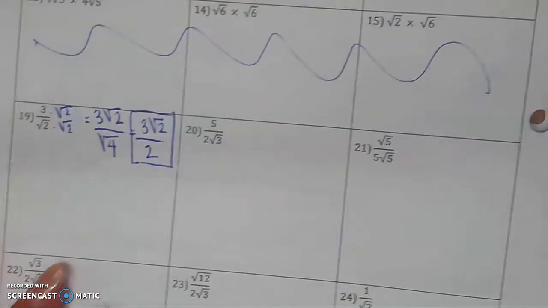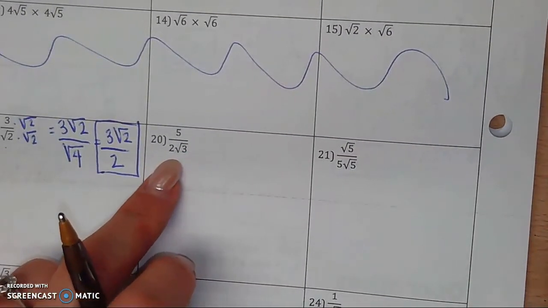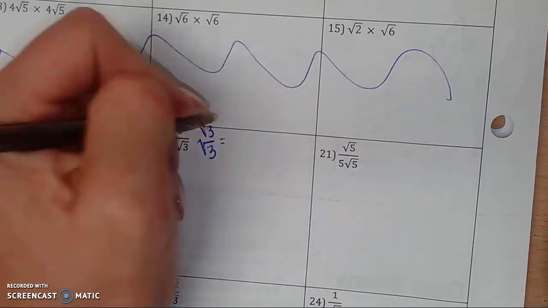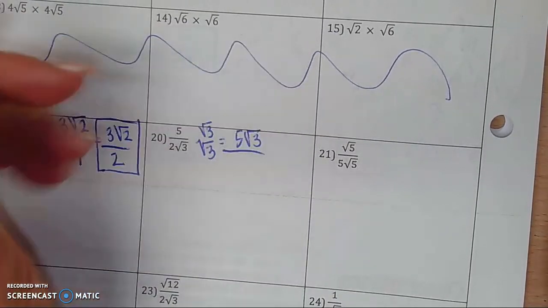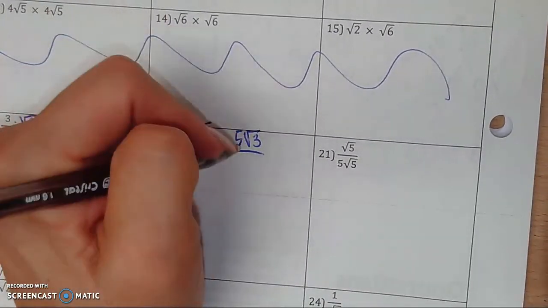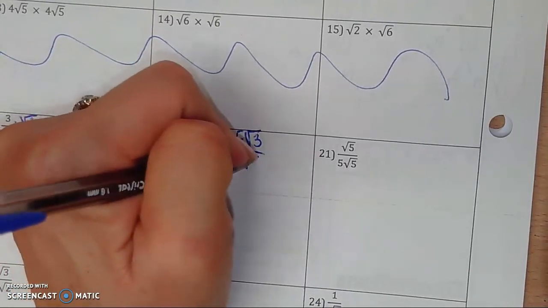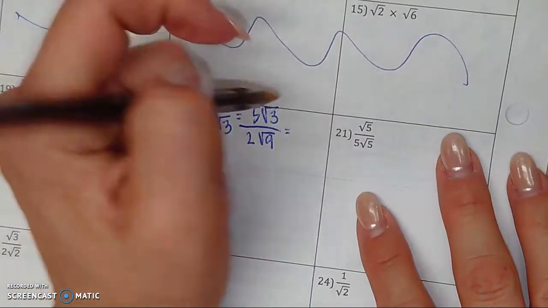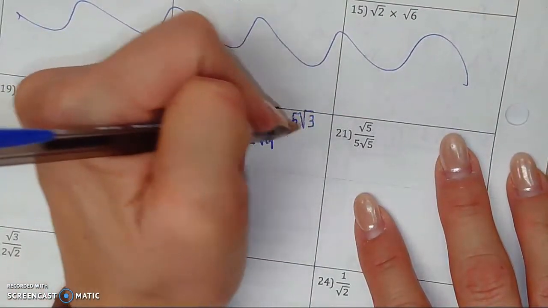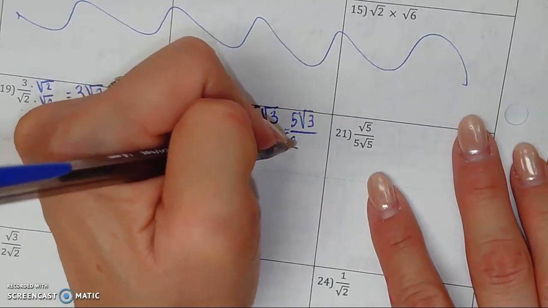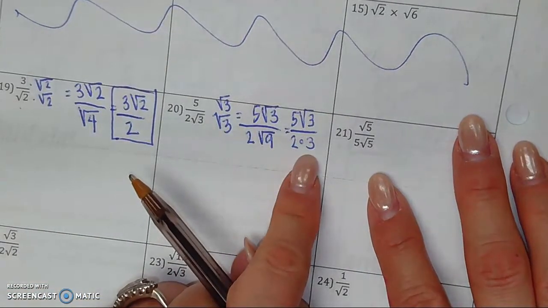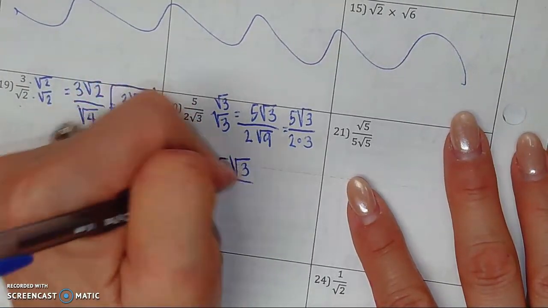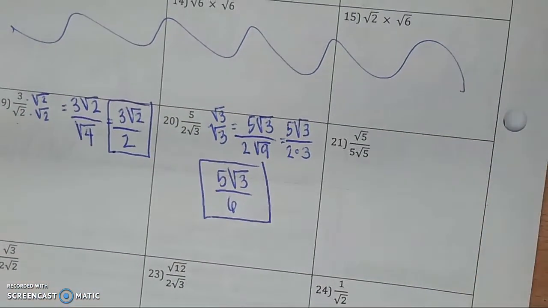Okay, let's look at number 20. I only have to multiply by the rad 3. So times rad 3 times rad 3, I'm left with 5 rad 3 over 2 rad 9. But what's the square root of 9? It's 3. So 5 rad 3 over 2 times 3, which is 6. So your answer is 5 rad 3 over 6.